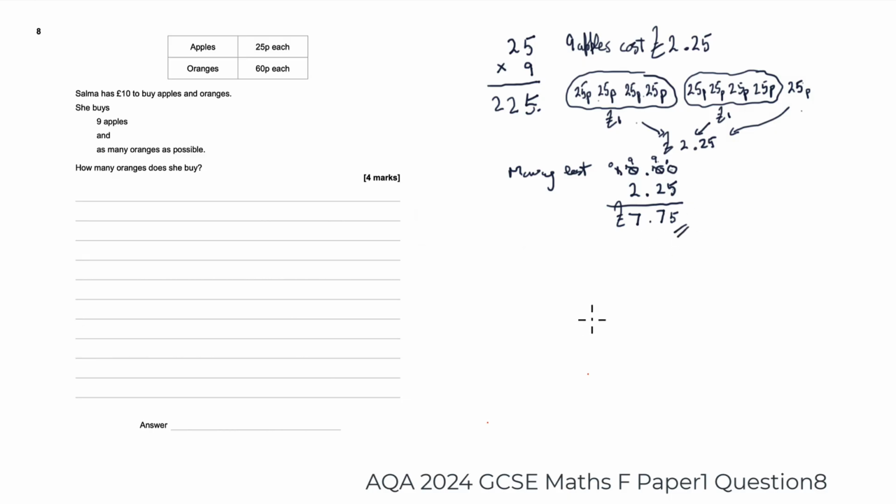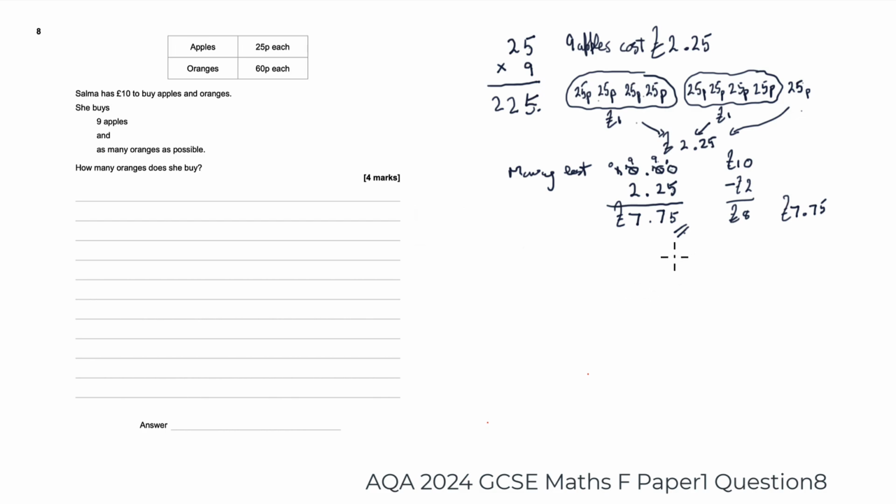£7.75. Another way you could have thought of it is if she's got £10 and she spends £2, she'd be left with £8. But she doesn't spend £2, she spends another 25 pence. Well, if you spend 25 pence from your £8, you're going to have £7.75 left, because that 25 pence reduces from £8 to £7.75. So either way, there's what she's got left for the oranges.